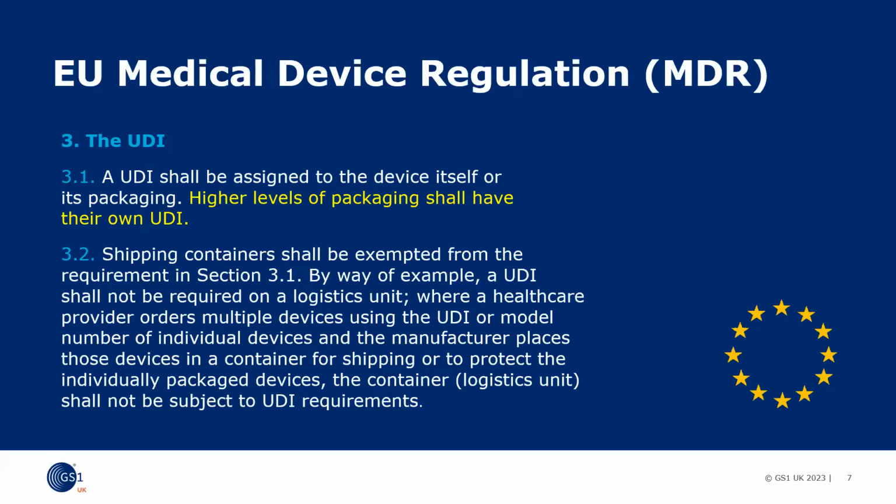In the EU medical device regulations and for the UDI regulations in other markets, the UDI shall be assigned to the device itself or its packaging. Higher levels of packaging shall have their own UDI. This means that different GTINs should be assigned to each packaging level. However, logistics units, such as pallets or a box of several different items that is used to ship the goods, is a logistics unit and does not need its own GTIN.